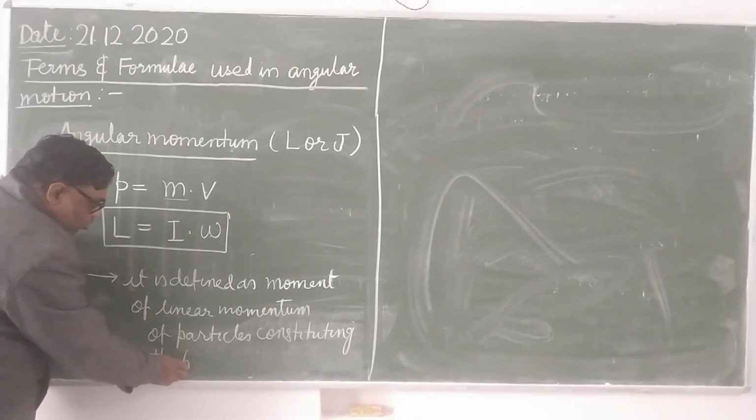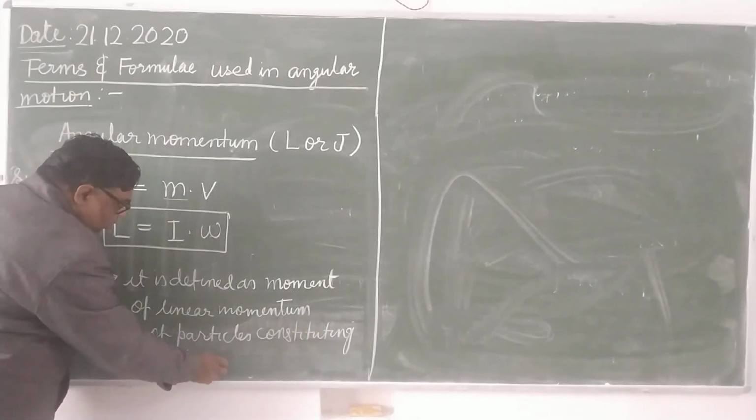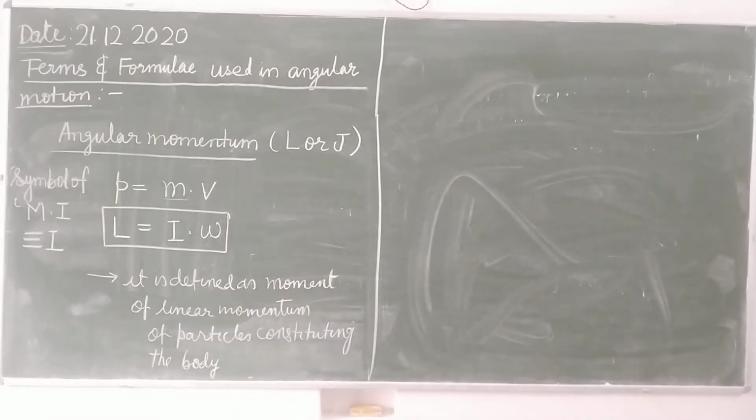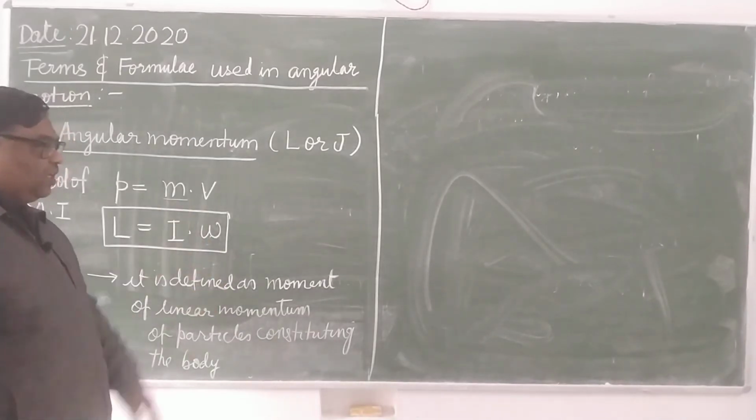As I have already told, when a body rotates about some axis, all its particles describe linear motion, except those lying on the axis of rotation. Those lying on the axis of rotation describe only angular motion. But all other particles describe linear motion also. And when they describe linear motion, they have some linear velocity and linear momentum. Is it clear? This is defined as the moment of linear momentum.